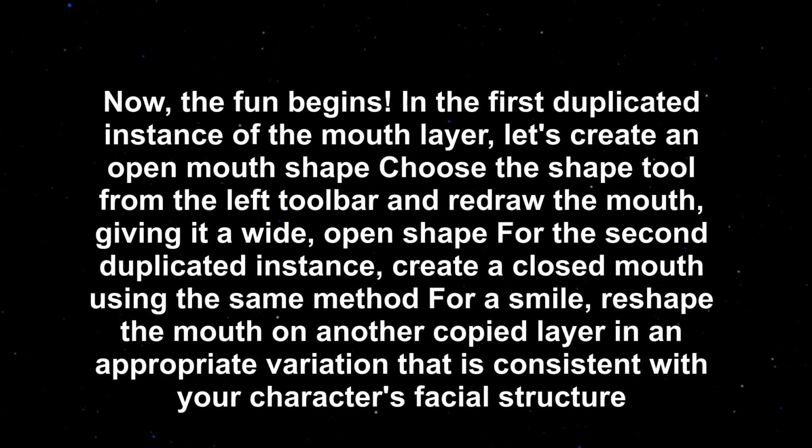Now, the fun begins. In the first duplicated instance of the mouth layer, let's create an open mouth shape. Choose the shape tool from the left toolbar and redraw the mouth, giving it a Y open shape. For the second duplicated instance, create a closed mouth using the same method for a smile. Reshape the mouth on another copied layer in an appropriate variation that is consistent with your character's facial structure.